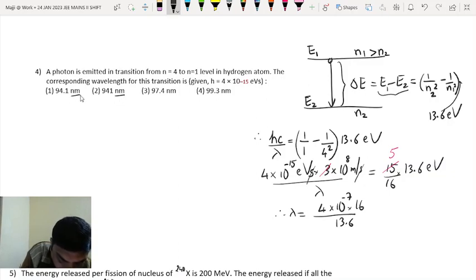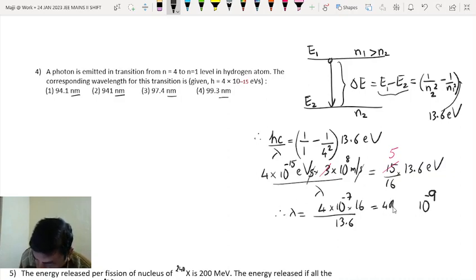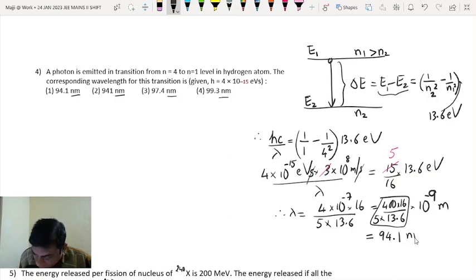Since we have to calculate in nanometer, let us multiply and divide by 100. When you divide by 100, 10 power minus 7 becomes 10 power minus 9. So this will be 400 into 16 upon 13.6 meter. When you calculate this part, you'll approximately get around 94.1 nanometer. So this is the first option.